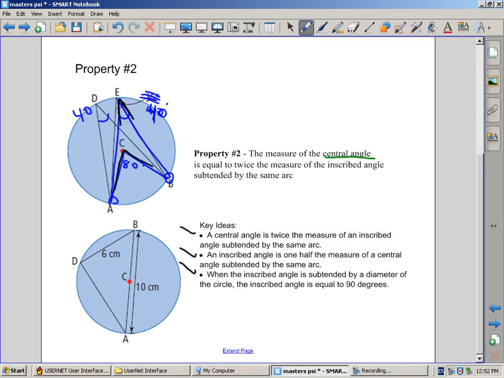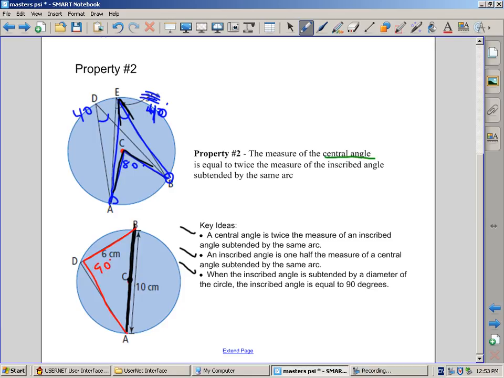The third key idea here with property number 2 is when the inscribed angle is subtended by the diameter, and that's what this diagram refers to. The diameter is the distance through the center, and there's our center point. Sorry, let me read this again. When the inscribed angle is subtended by a diameter of the circle, there's our diameter right here, the inscribed angle is equal to 90 degrees. So in this case, I'll change colors. This is our inscribed angle, and it must be 90 degrees.